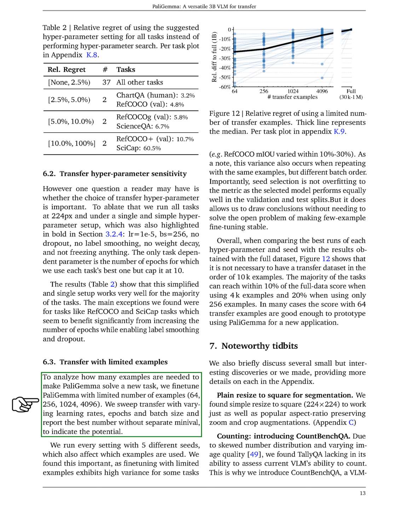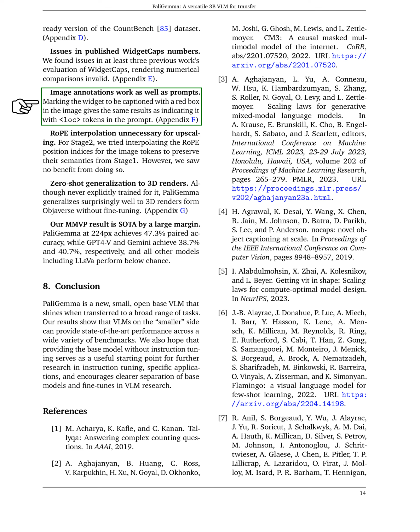Additionally, we made several noteworthy discoveries, such as the effectiveness of simple resizing for segmentation tasks, the introduction of CountBench QA for improved counting assessments, and issues identified in previous WidgetCaps evaluations. We also found that certain annotations in images could work as effectively as prompts and that certain interpolations and generalizations were unnecessary or surprisingly successful. Our MMVP results demonstrated PaliGemma's superior performance compared to other models, showcasing its potential in various applications.